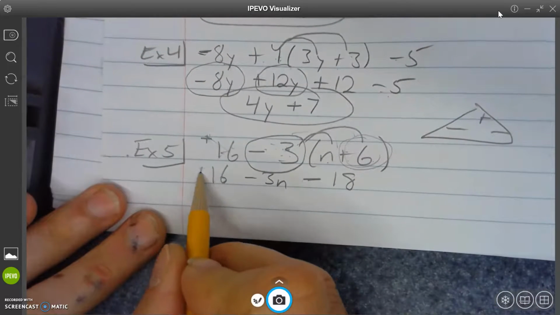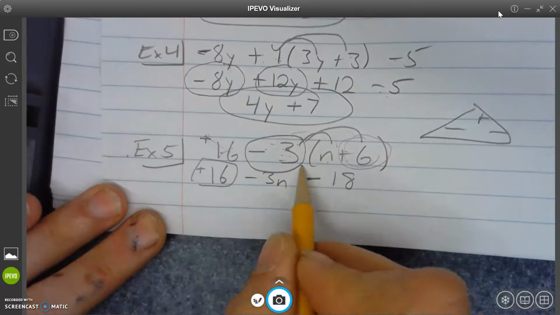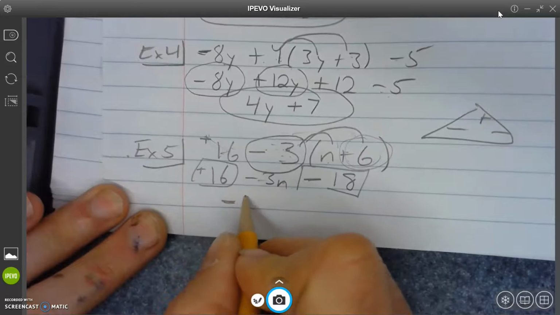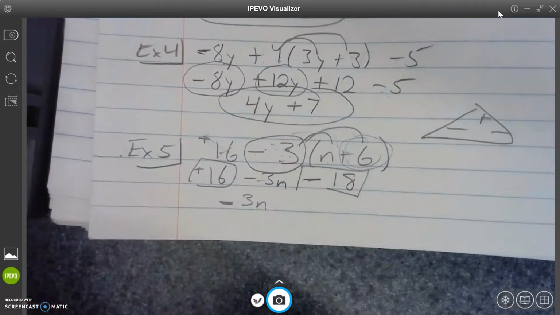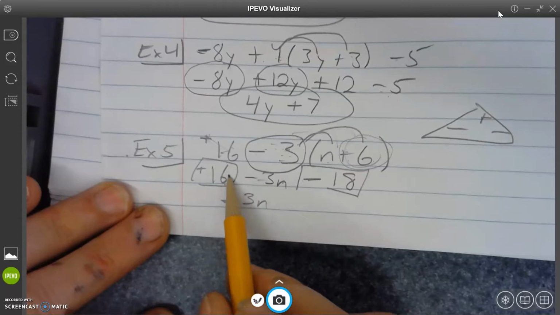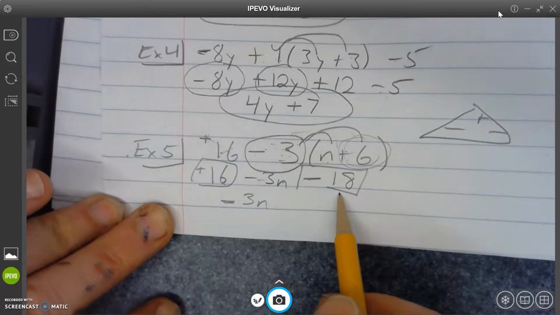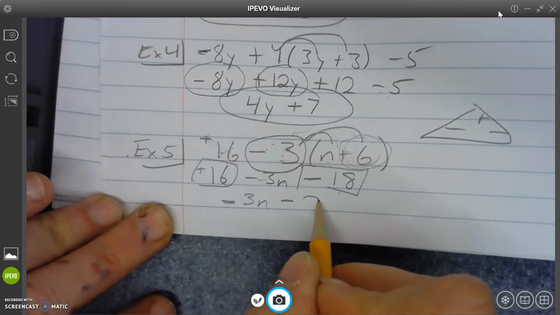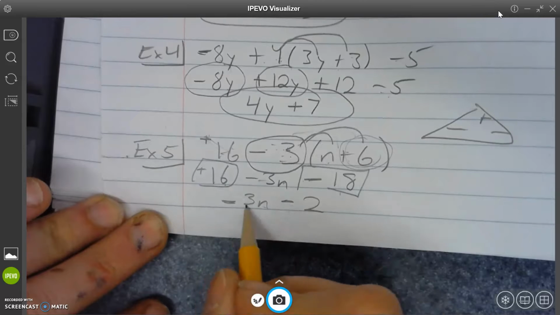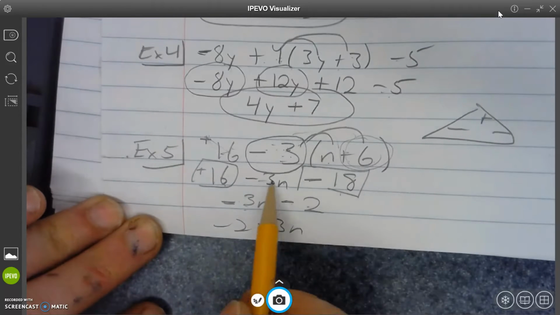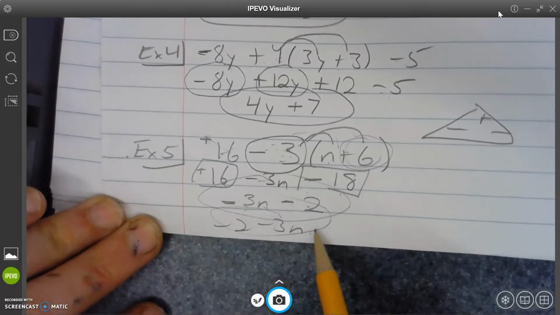So I have positive 16 and negative 18, and negative 3n. That one is not a like term, so I'm just going to bring that down. 16 minus 18. So if I have $16 and I lose 18, I'm down 2. So negative 3n minus 2, if you want to write it this way, that's also cool. So both of these are acceptable. Hopefully you got those two right.